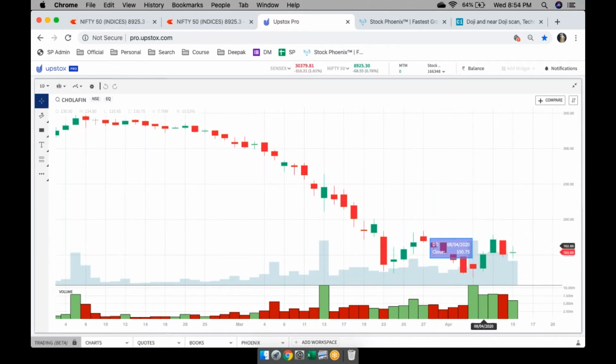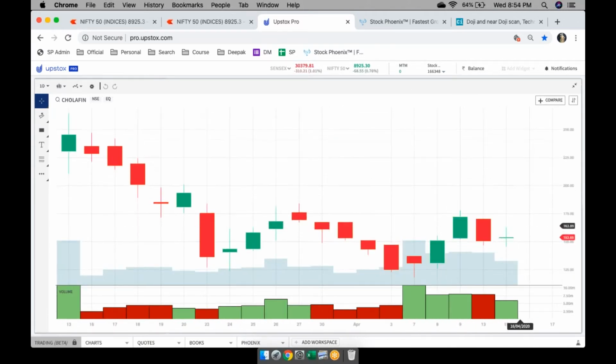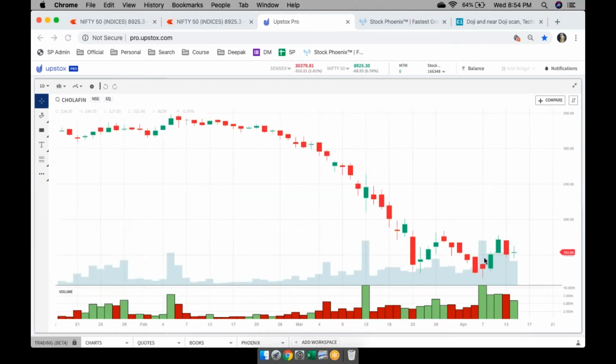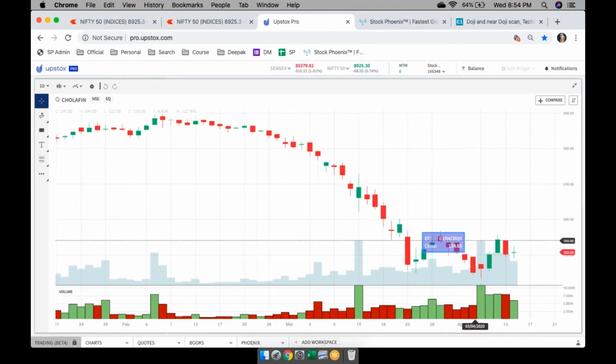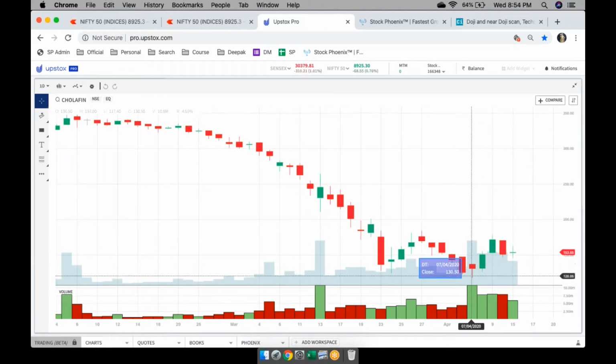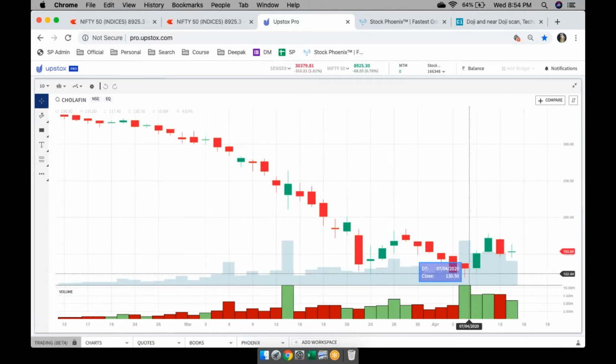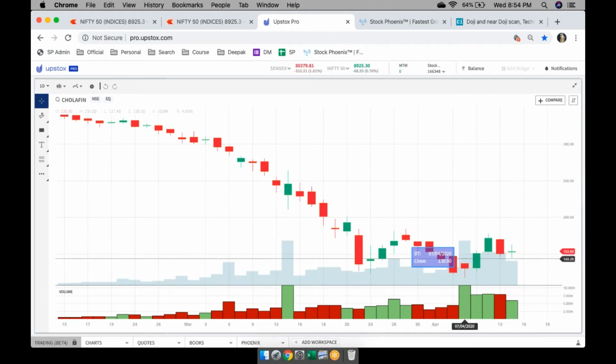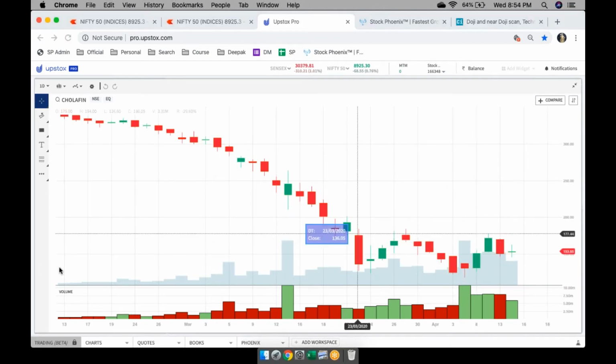Cholafin, yes, we can take. Let's see whether the stop loss is favorable. 163, 144. Again, the stop loss is high, so we are rejecting the stock. Ideally, if you see, this candle is a hammer candle. If someone knows this is a hammer candle, we might have entered here, 137, 116. Again, the stop loss is high. We have to reject.